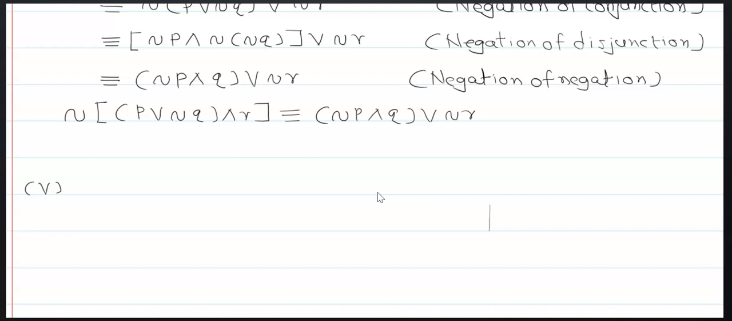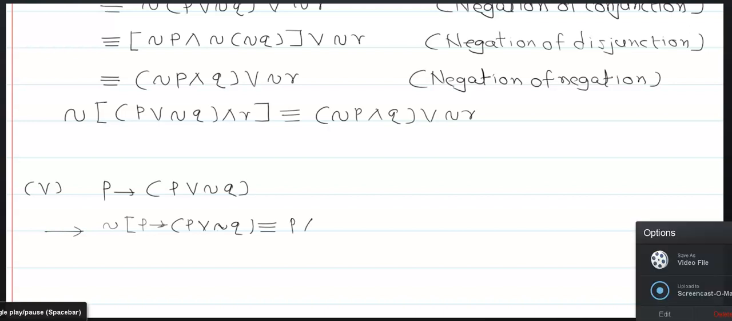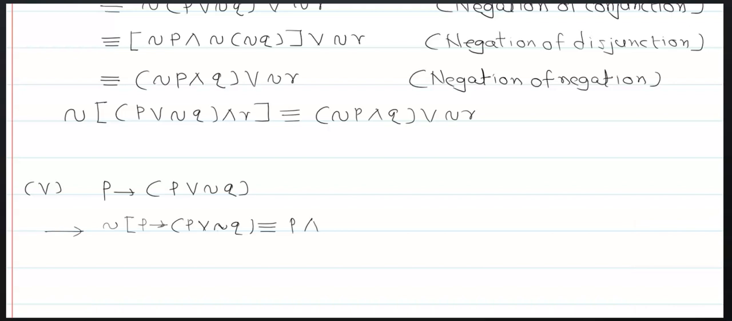Now fifth is P implies in bracket Q or negation Q. P implies in bracket Q or negation Q. This is negation of P implies in bracket P or negation Q. This is equivalent to P and negation of P or negation Q. That is the negation of implication.